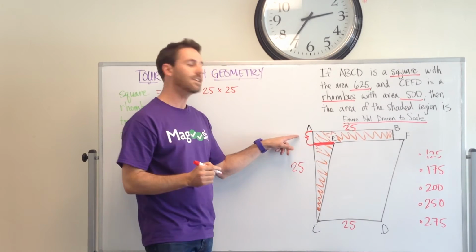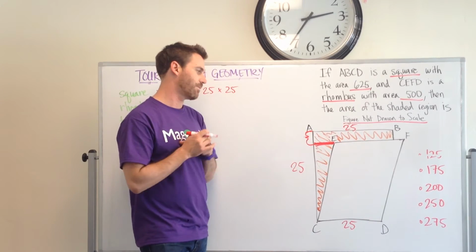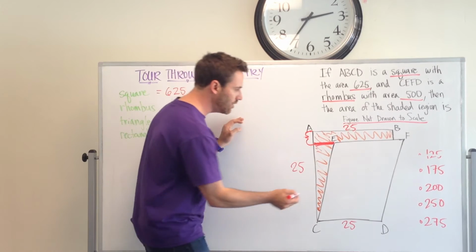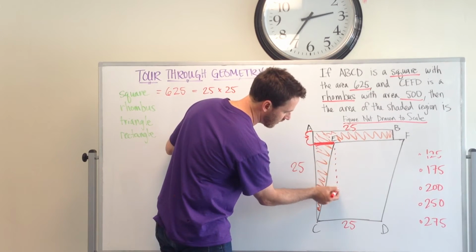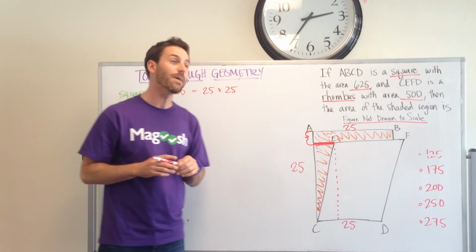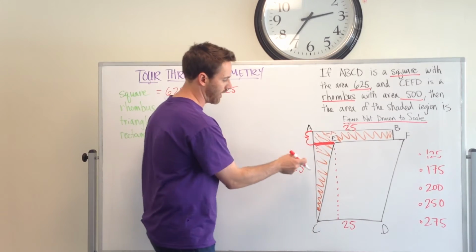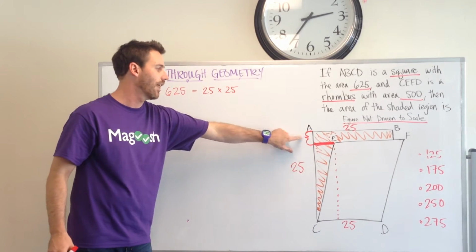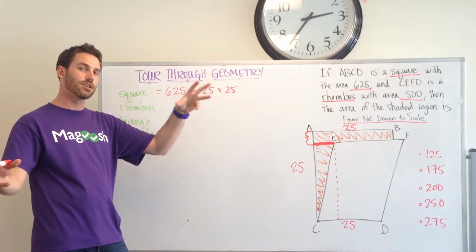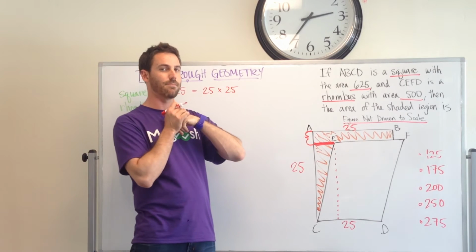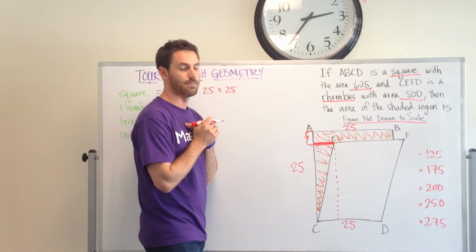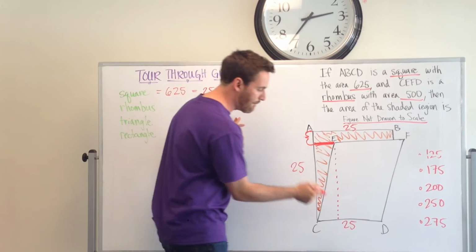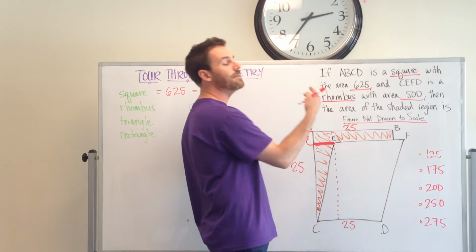Bam. Okay, so I need to find the length of this part right here. I know the whole thing is 25. If I knew the height of my rhombus, then I could subtract the height of the rhombus from 25 and know that there. So, who remembers what the area of a rhombus is, or how to calculate the area of a rhombus? Anyone? Anyone? Oh, yes! It's the base 25 times the height.